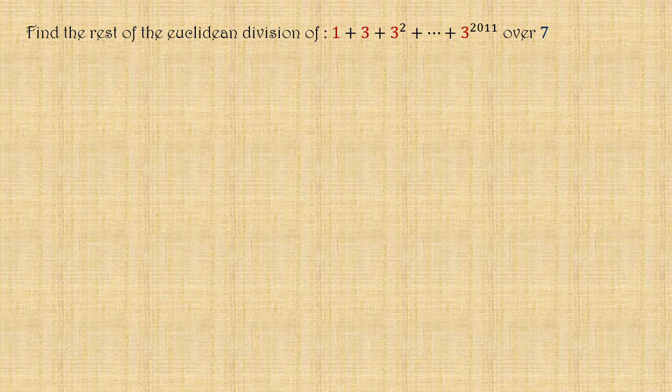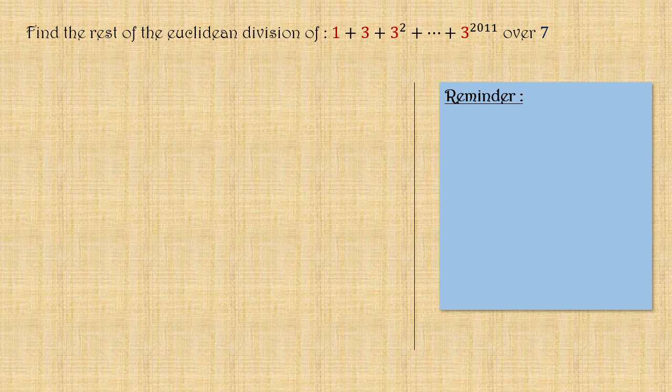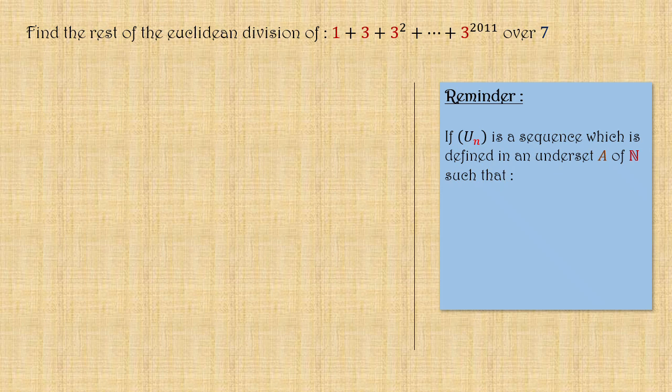So, before we dive into this, let's have a quick reminder about geometric sequences. If we have a sequence un, which is defined on a subset of the set of natural numbers n, that we can note capital A, such that there is a real number r, so that for every natural number n of the set capital A, the term un plus 1 equals r multiplied by the term un.